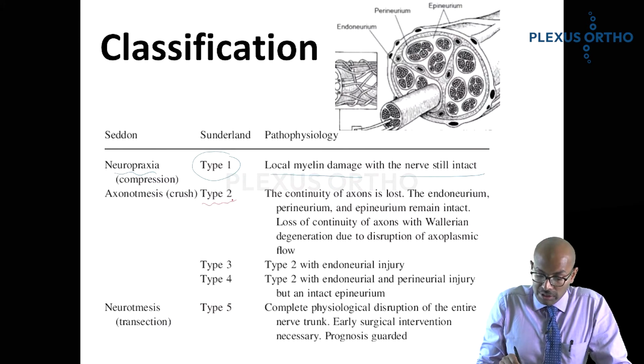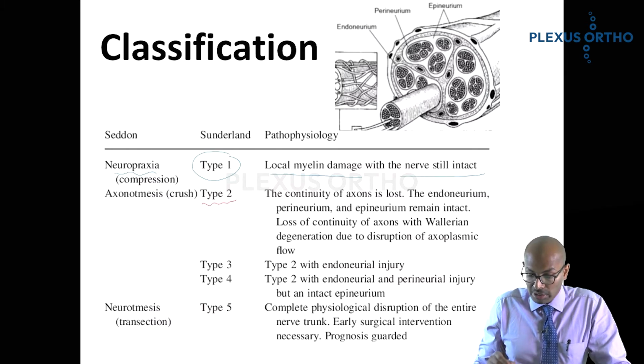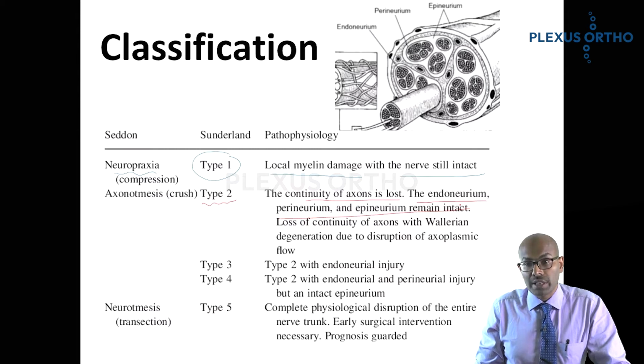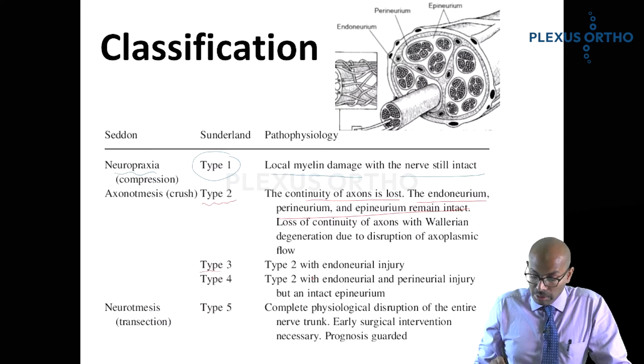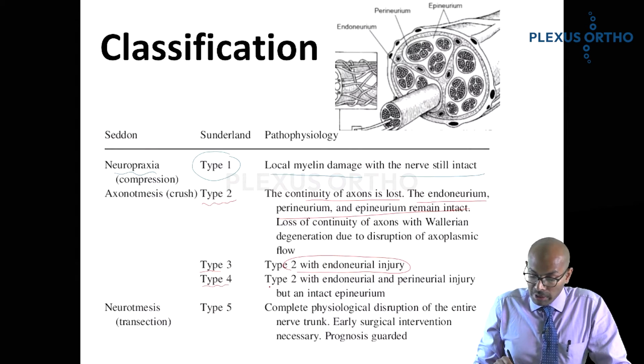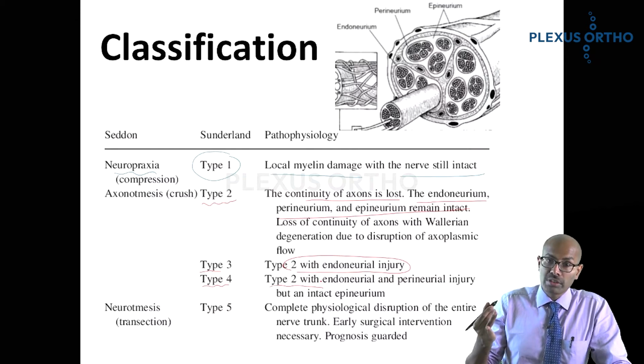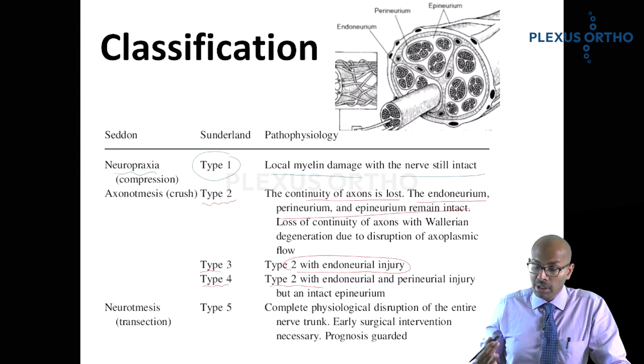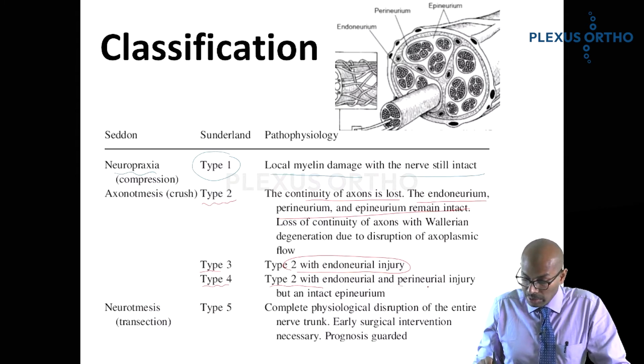Axonotmesis, the first one is type 2 in the Sunderland classification. The continuity of the axons is lost, but the endoneurium, perineurium, and epineurium are intact. So this is axonotmesis type 2. In type 3, you have discontinuity of the axon, along with that, you have an endoneurial injury. In type 4, you have discontinuity of the axon, discontinuity of the endoneurium, along with it, you have a perineurial injury. But the only thing that is intact is now the epineurium.